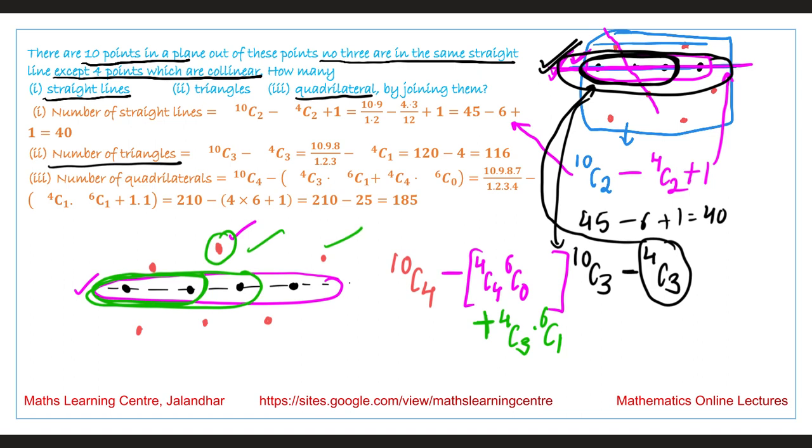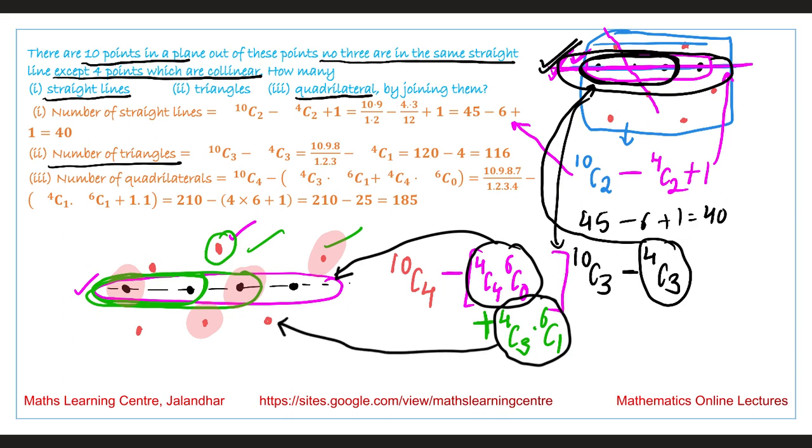I am talking about, I have chosen, this is 1, this is second point, this is third point and this is fourth point. So it will form a quadrilateral over here. So we are not interested in that case. So that is why what value we have subtracted, it is 4C4 into 6C0. We are saying all the 4 points are chosen out of these 4 collinear points and no point is chosen from the other points. Next we are saying 3 points are chosen from these 4 points and 1 point is chosen from the points except for these 4 collinear points.